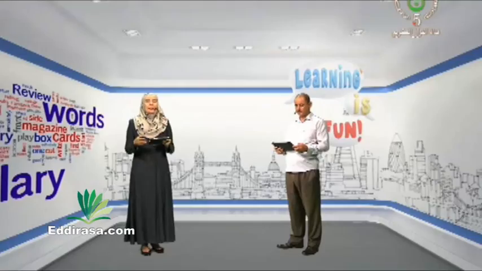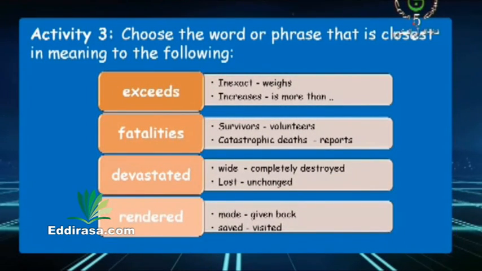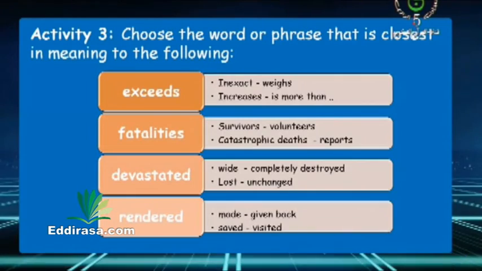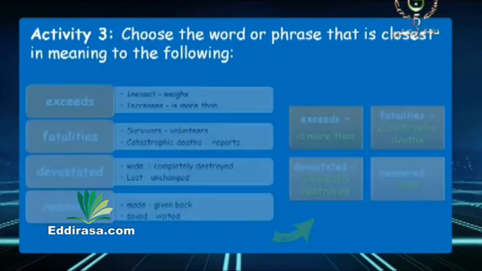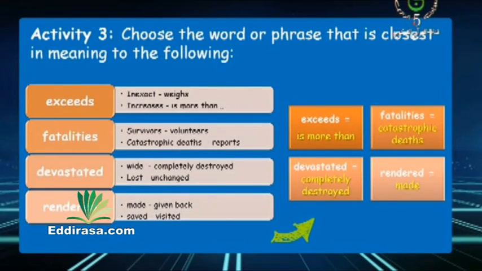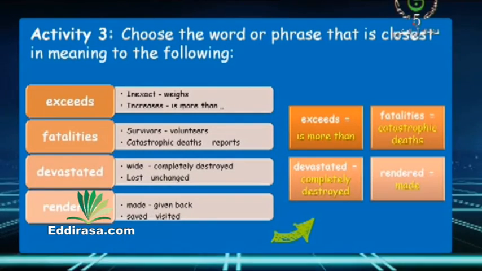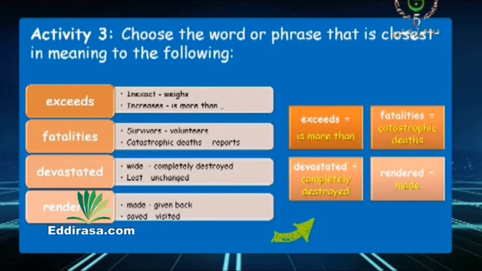Okay, well now, here is another activity where you have to match the words with the other words which are closest to their meaning. Of course, and here are the words. The answers come as follows. Exceeds means is more than. Fatalities means catastrophic deaths. Devastated means completely destroyed. Rendered, the answer is made.